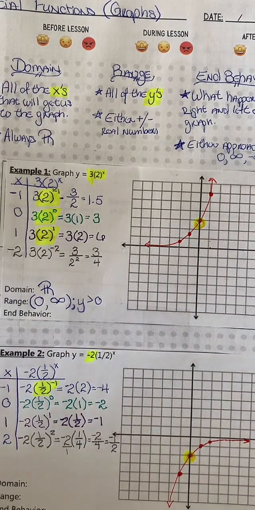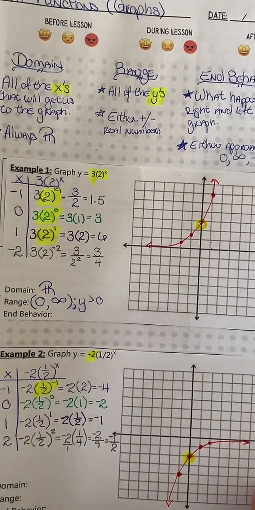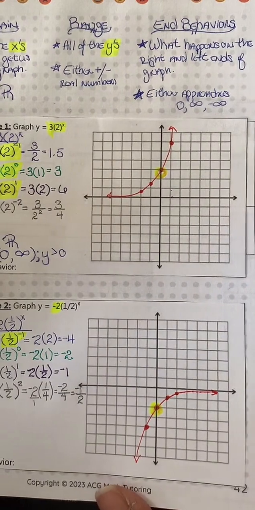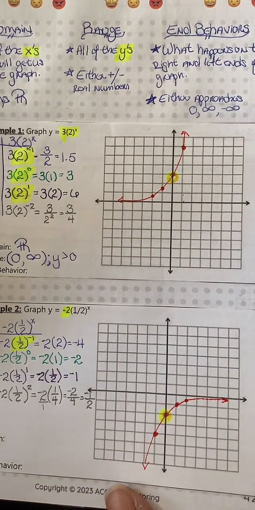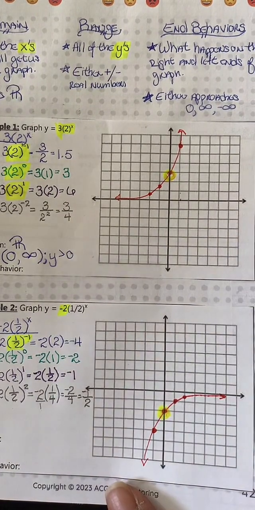Sometimes when you have these timed assessments, they don't really care about a full dissertation. They just want to know, what does the graph look like? Is it A, B, C, or D? Go ahead and sketch my graph.